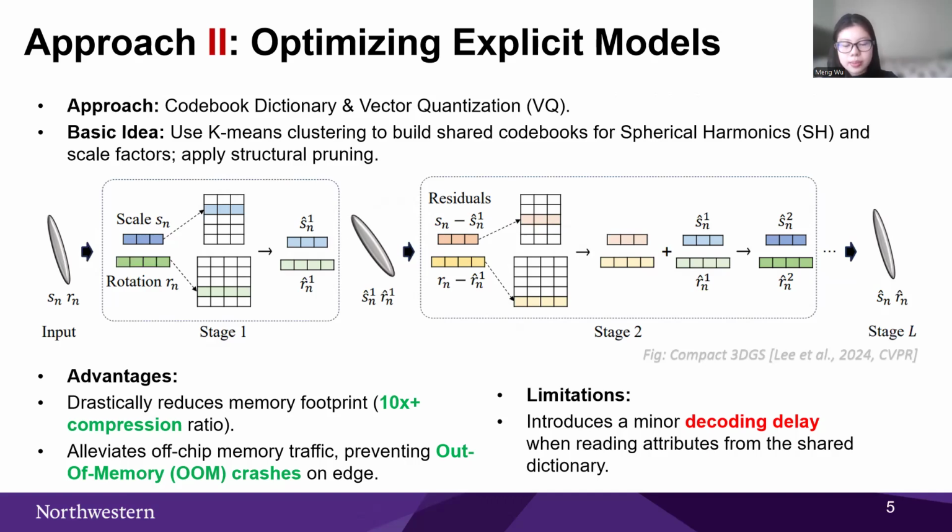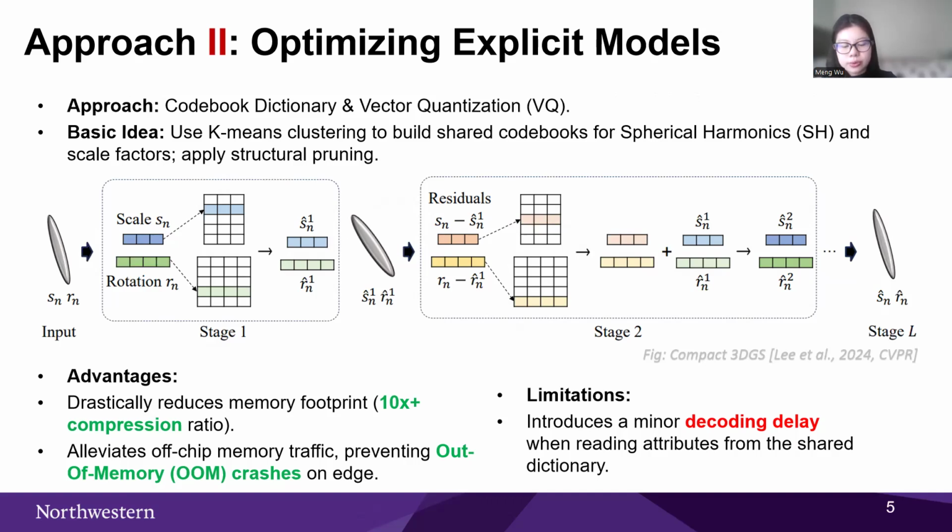By storing a simple index that points to a shared dictionary instead of full FP32 values, this method achieves extremely high compression ratios, easily shrinking the memory footprint by over 10 times. The limitation to this approach is that reading attributes from a codebook introduces a small decoding delay during the rendering phase. However, this trade-off is absolutely necessary to prevent memory overflows on embedded hardware.